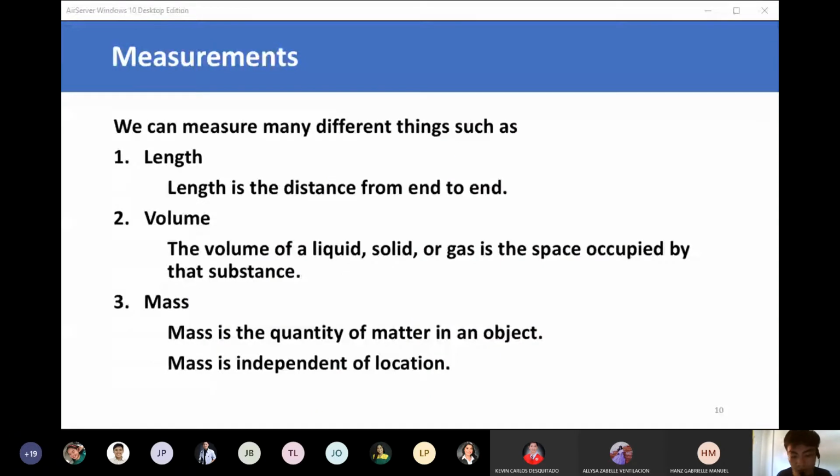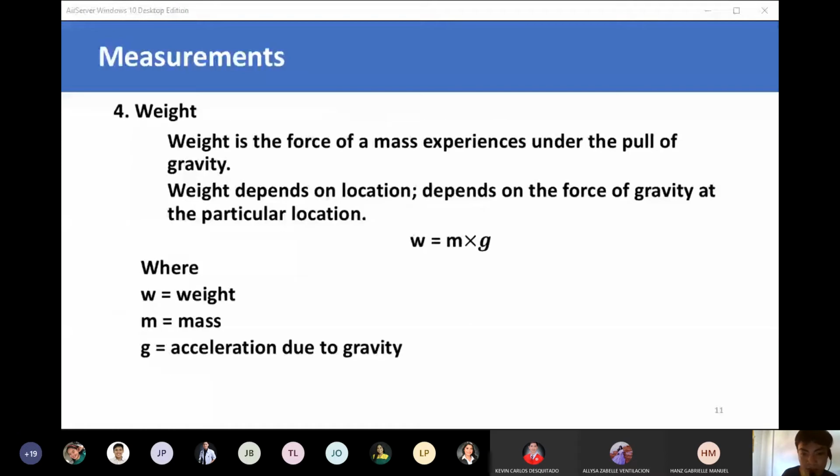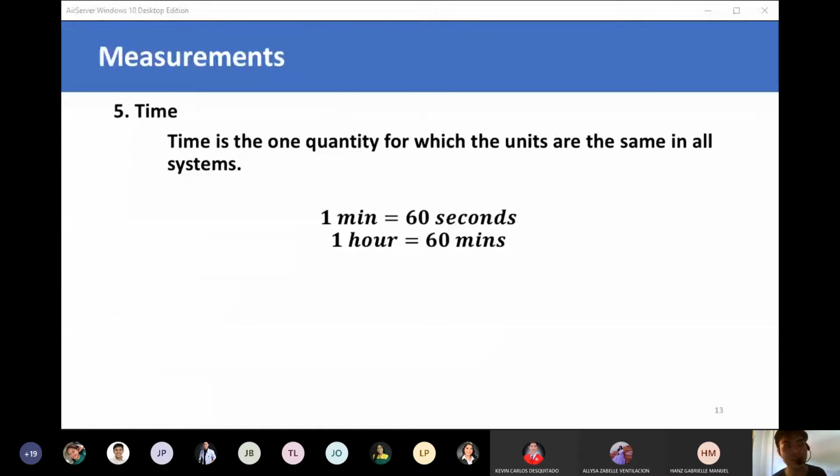We can measure length, volume, mass, weight, and time. Time is something that is outside the dimensions of 3D, so this is another dimension. But I just tell you how much time passed by. It's also hard to define. But what we know is that time is this.